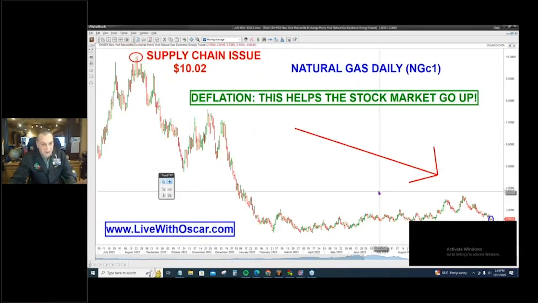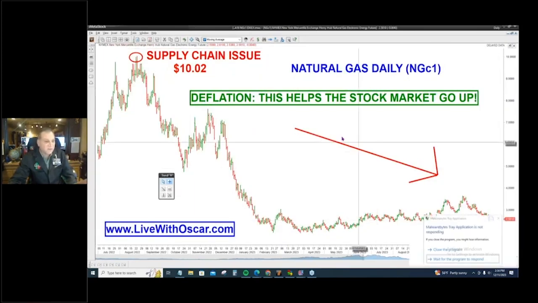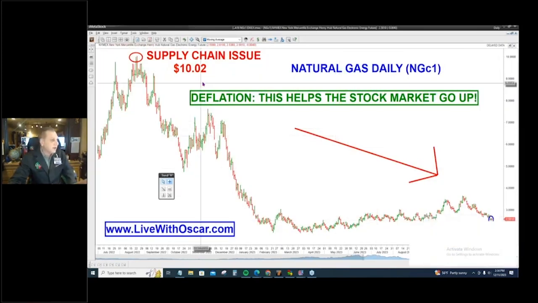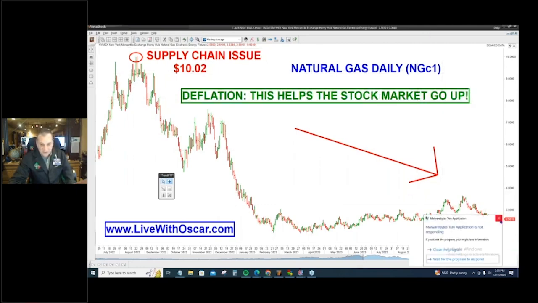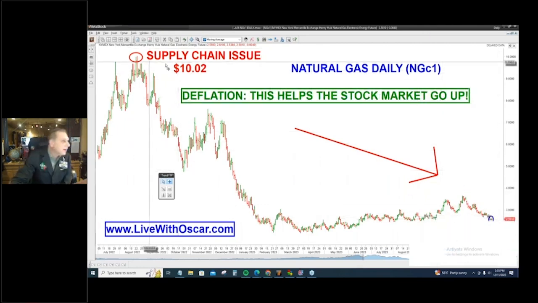Don't know what that black thing is in front of us, kids. Look at natural gas. Natural gas is dropping dramatically. I have no idea what's happening with it. It is dropping dramatically. It's all the way down to the tubes.